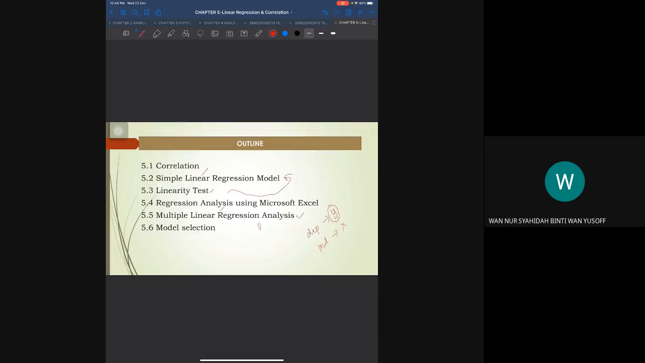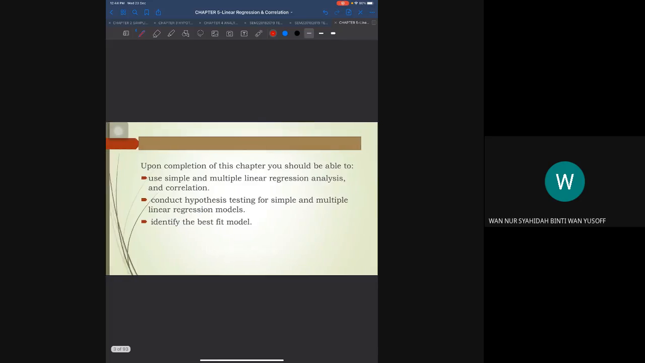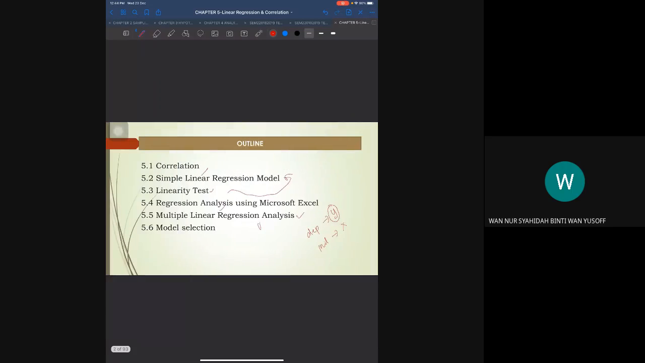What can you expect from this chapter? Mostly every single thing that you calculate in this chapter, you have to interpret. There is an interpretation involved for almost every numerical value that we calculate, so it will be full of interpretation.